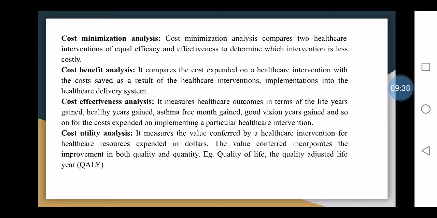For example, what is the quality of life? The quality adjusted life years. All these things really tally up, and they will see how much expenditure they have incurred in dollars. This is what cost utility analysis is.